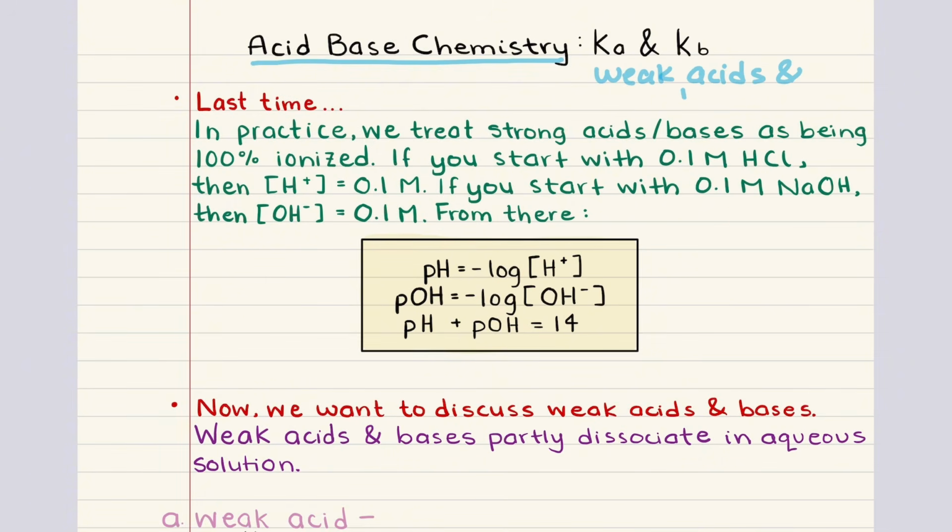Last time, we talked about strong acids and bases, which we treat as being 100% ionized in water. For example, if you have 0.1 molar hydrochloric acid, then the concentration of hydrogen ions is simply 0.1 molar because every single molecule dissociates. The same logic applies to a strong base like sodium hydroxide, where the hydroxide concentration equals the initial concentration you started with. From there, we could calculate pH or pOH directly.